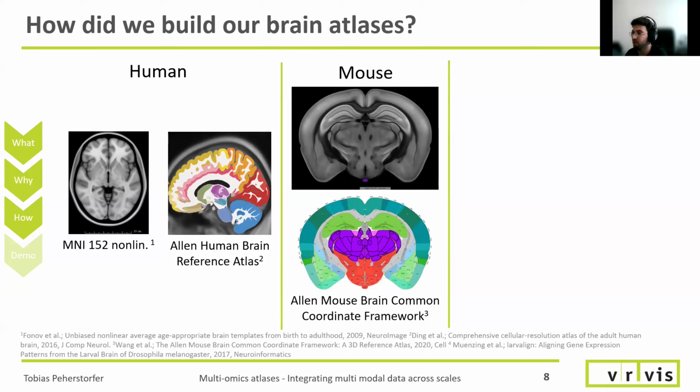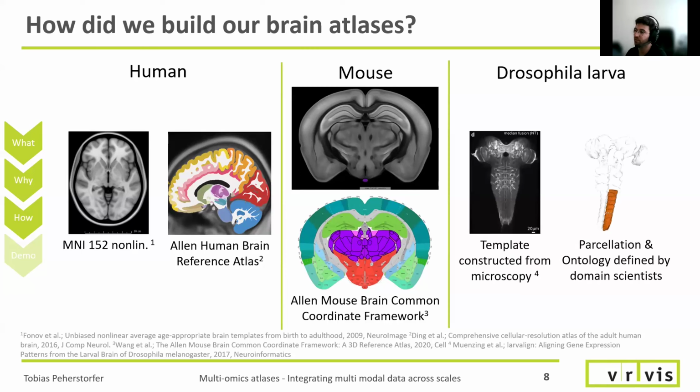And finally, we also have a reference atlas for the fruit fly, for the Drosophila larva. Together with collaborators, we have constructed a template image by averaging Gal4 staining images, and then also have defined a parcellation and ontology together with them. Okay, these are our 3 reference atlases that we're currently working on, or that we already have, basically.